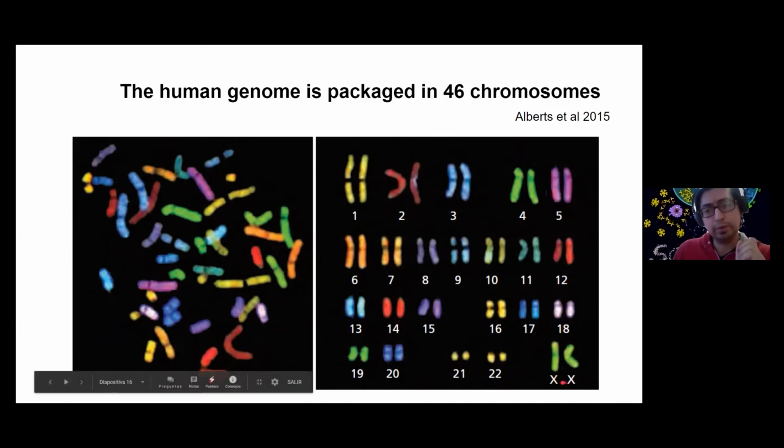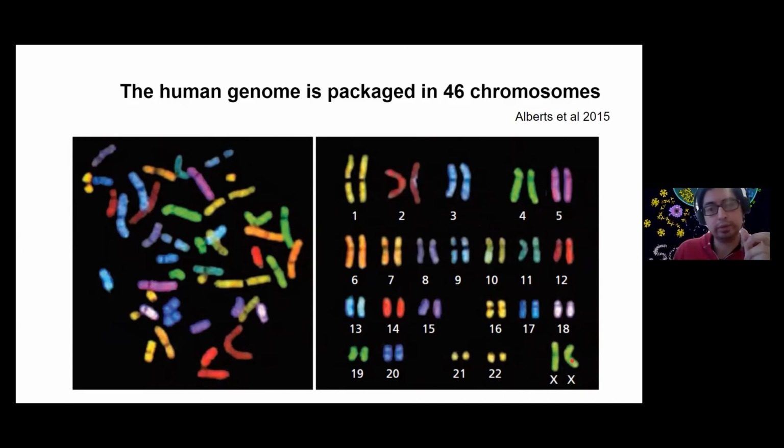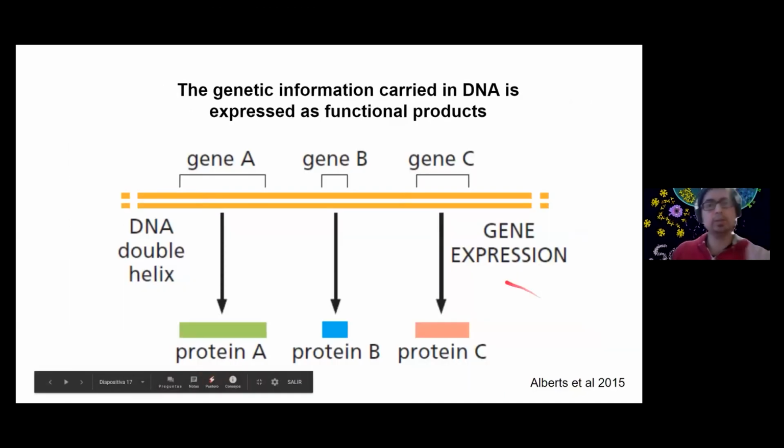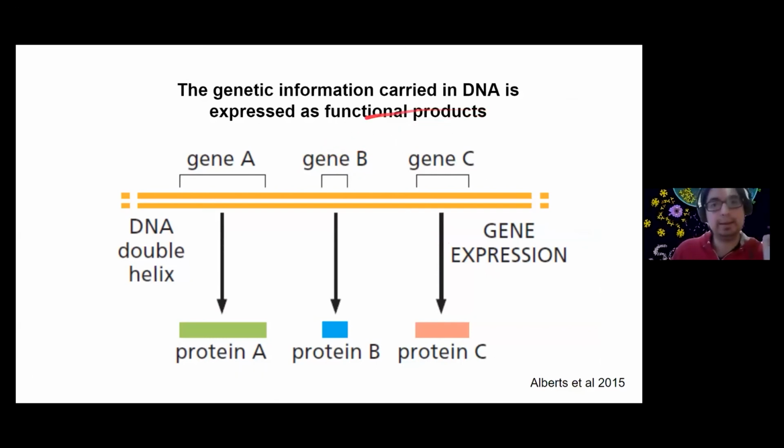And for the woman, there will be 2 X chromosomes. And for man, it would be X and Y. So that's how it would be. Now, in women, there will also be silencing of one of the X chromosomes by long non-coding RNAs, which we will talk about again later. So the genetic information is carried in DNA, and it's expressed as functional products.